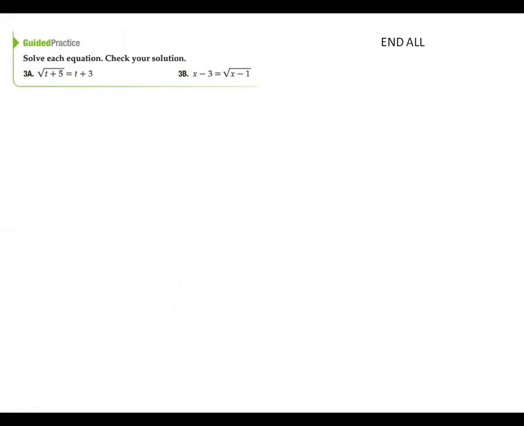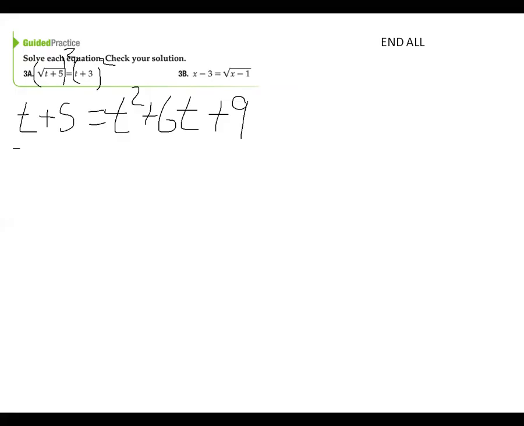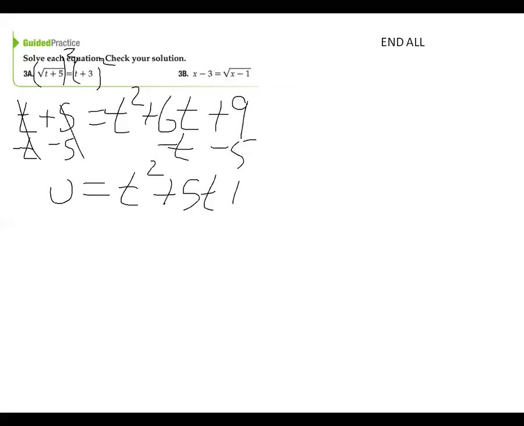Okay, we're back. So this one, you start off by squaring both sides, and you would have t plus 5 equals t squared plus 6t plus 9. Then you subtract t, subtract 5. So those cancel, and you have 0 equals t squared plus 5t plus 4.